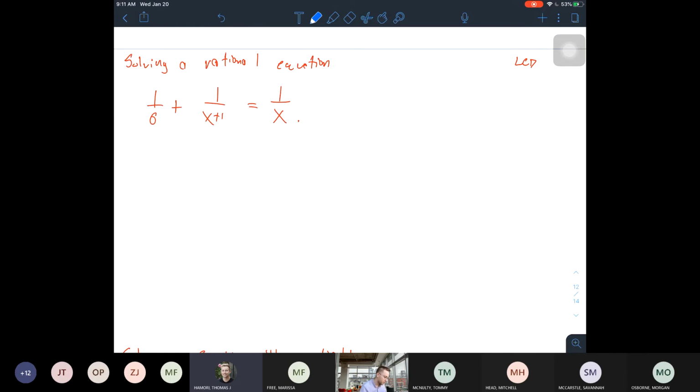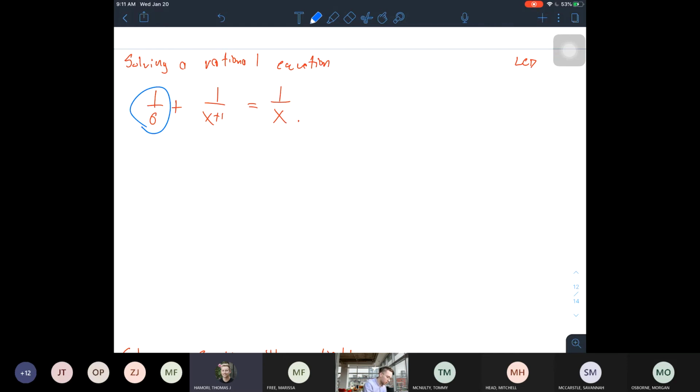So here we have a rational equation. We've got 1 over 6 plus 1 over x plus 1 is equal to 1 over x. Okay, this looks a little bit intimidating, but all we want to do is multiply both sides of this equation by the least common denominator. If we multiply everything by 6 first, then one would become a 1, and the other ones would just be 6 over those things. So we would have effectively removed the denominator of one of our things here.